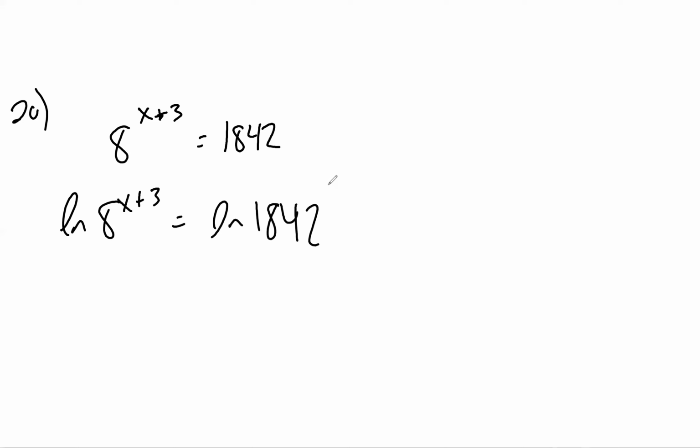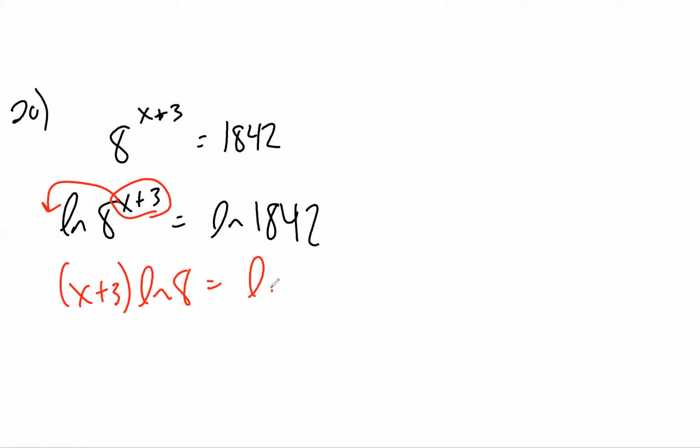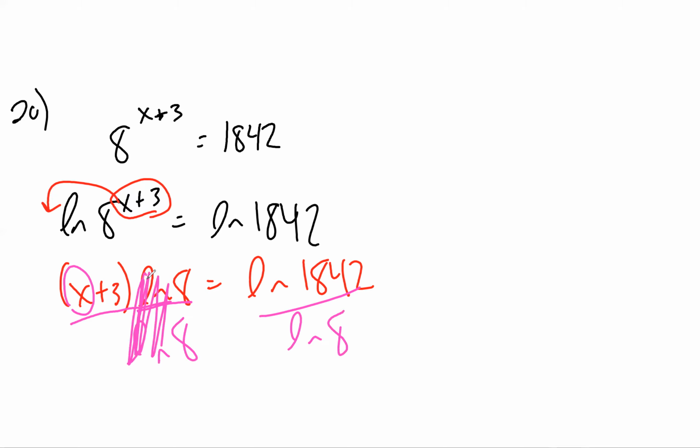And then by doing that, because this is now a log problem, this little guy right here is allowed and has to come out front. So I will write that as x plus 3, now as a normal number, times the ln of 8 equals the ln of 1842, like that. And then I say, okay, well, the x that I need is stuck right here. It'd be super cool if this ln of 8 wasn't there. Well, guess what I'm going to do? I'm going to divide. What I do to one side, I'm going to have to do to both. So the ln of 8 is gone.